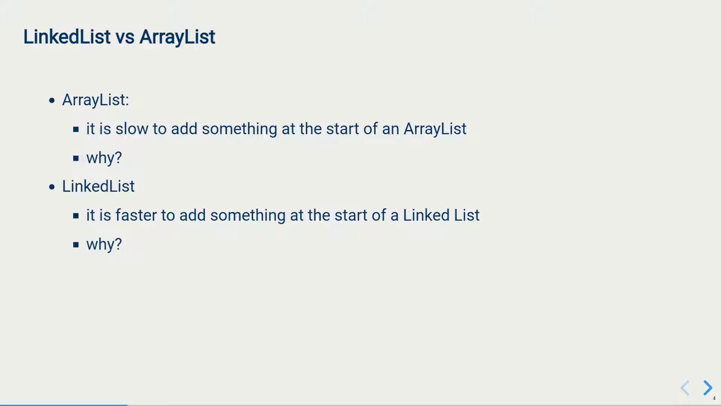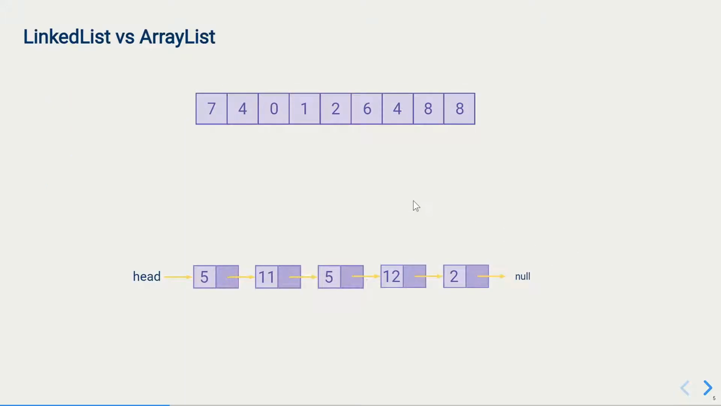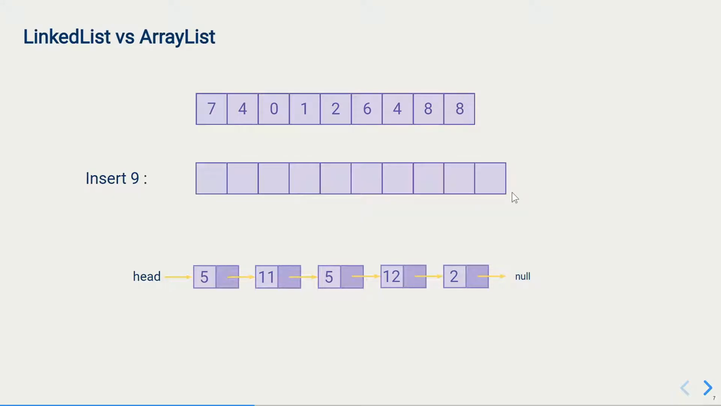At this point, I hope you remember why you would prefer one over the other. With an array list, it's slow to add something to the start, at least when compared to adding something to the start of a linked list. Do you remember why? This is because an array list uses an array, so every now and then it could be the case that the array is full. And when the array is full and you want to add a new element, for example, I want to add 9 into this array, you would have to make a new array. And then you would have to copy every single element from the old array into the new array, leaving one space at the start where you can put the 9.